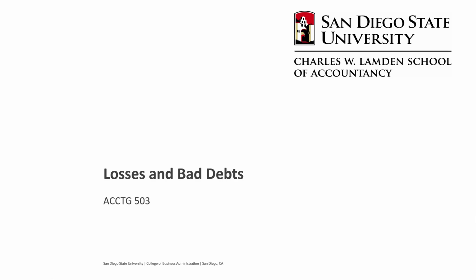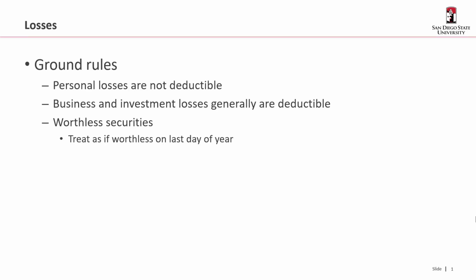Okay, welcome to Module 8, Accounting 503. This is on losses and bad debts. So let's start with a few ground rules, some items that frankly we've already covered. Rule number 1, personal losses are not deductible. I'm going to walk back from that a little bit tonight. Business and investment losses generally are deductible, and that remains true. And worthless securities we treat as if they are worthless on the last day of the year.